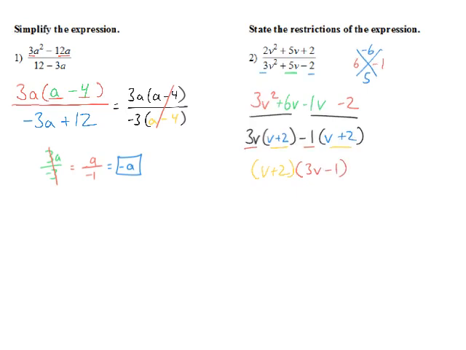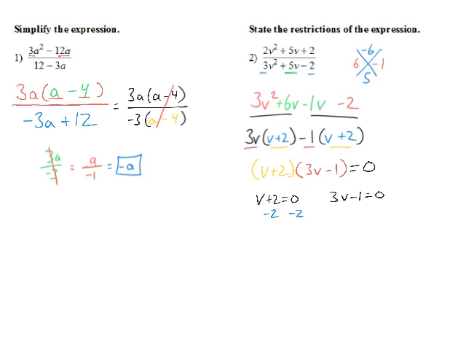Now, why did I do all that? Well, this is the factored form of the denominator. And we want to know when this equals 0. That is the whole point. We want to know when this equals 0. So in order to do that, we have to factor it. Okay? And we just factored it. So now we set each factor equal to 0 and solve them.